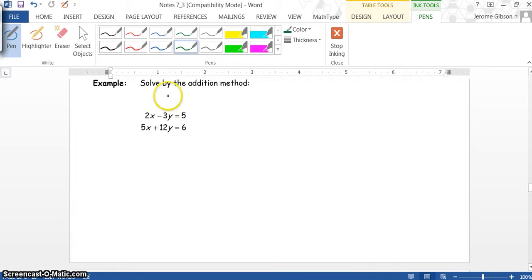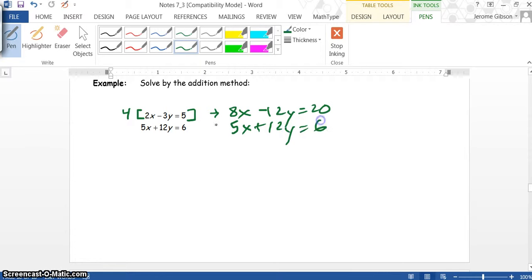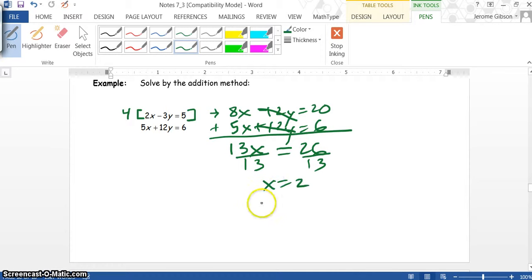Now the same directions. This time I would suggest we get rid of the y, since we already have opposite signs, and we know the common multiple would be 12. So we can multiply this top equation by 4, and we would get 8x minus 12y equals 20. And bring the other equation over, and we would add these together. This would be 13x. These y's will simplify out, and it equals 26. Divide each side by 13, and x is 2.